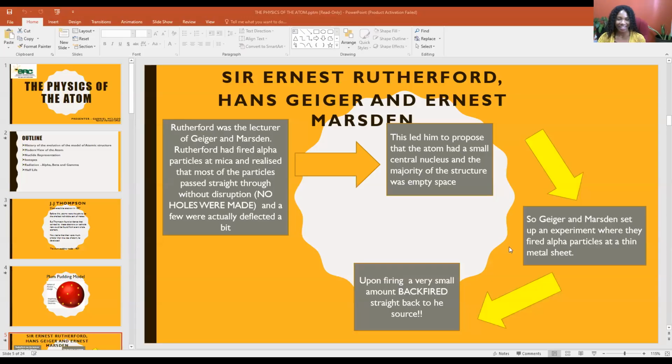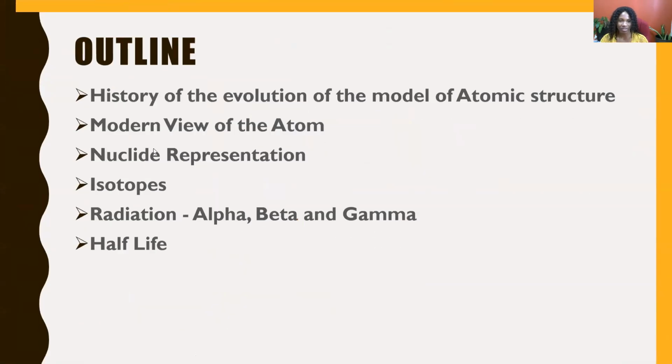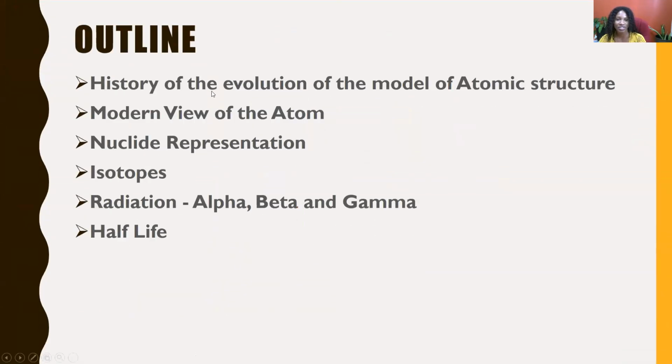All right, so hi everyone. I will be speaking to you today about the physics of the atom, and I'll just be running through a few topics with you. Today we'll be running through the history of the evolution of the model of the atomic structure, the modern view of the atom, nuclei representation, isotopes, radiation, including alpha, beta, and gamma radiation, and also the concept of half-life.